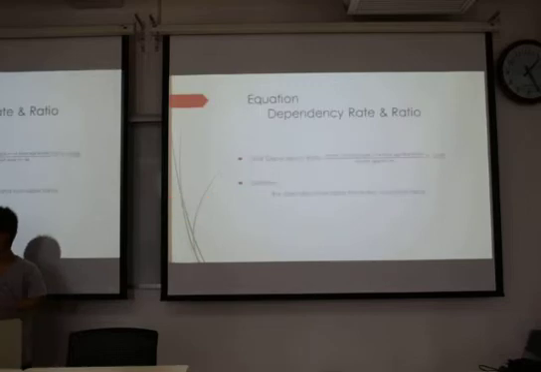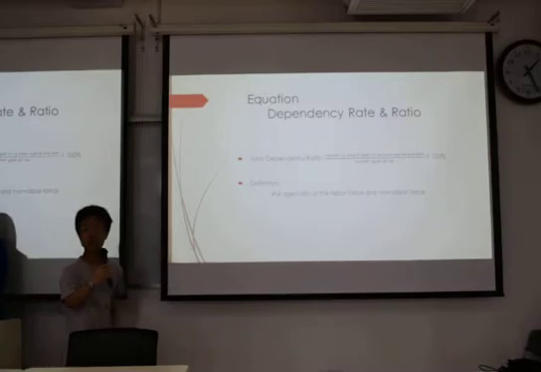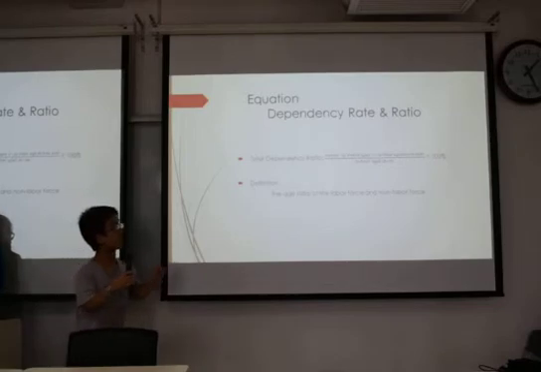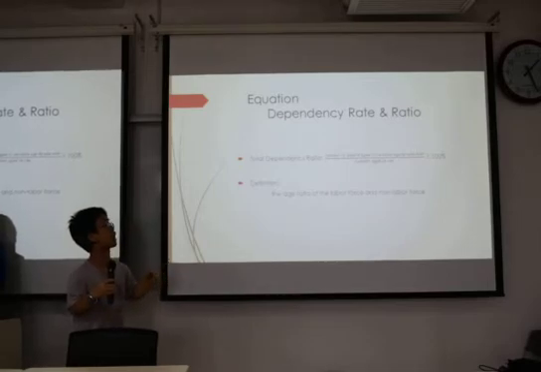Okay, please. I'm talking about the aging problem continuing, and before that I need to talk about the dependence rate and ratio. This is the total dependence ratio. It's the number of children plus the elderly, divided by the number of adults, times 100%.